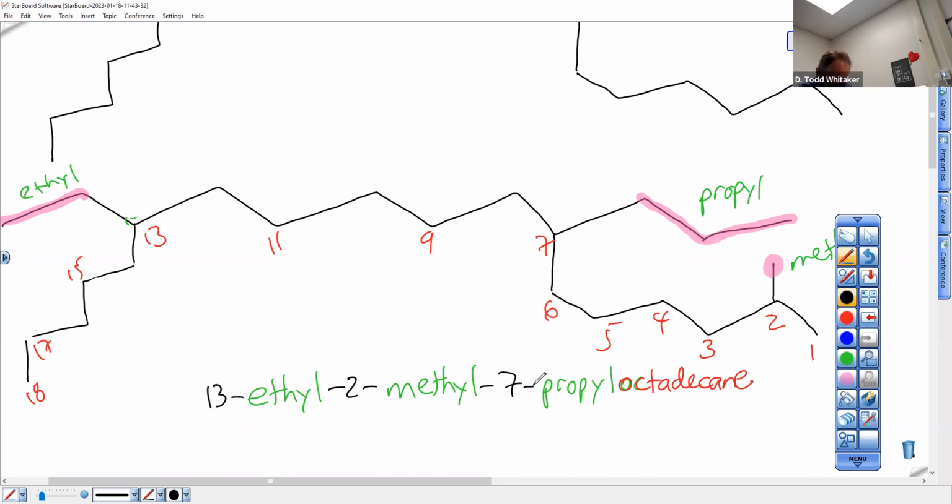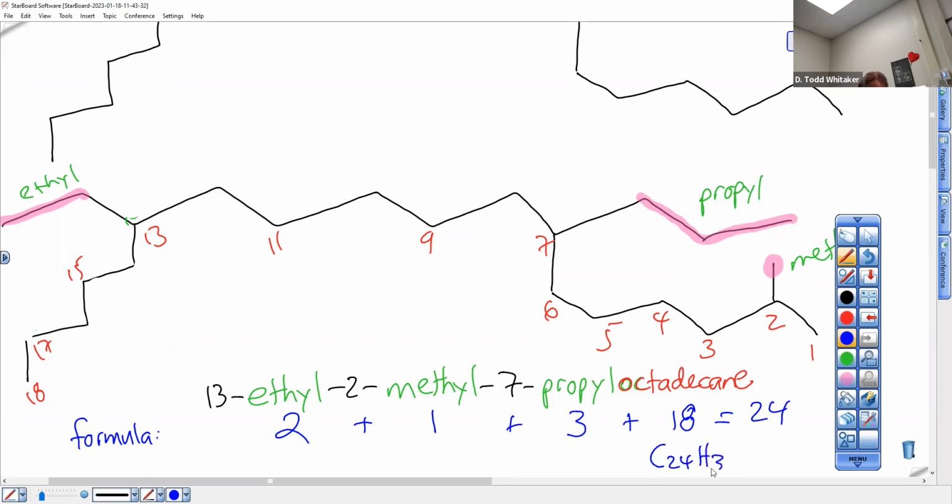Let's do it. I mean, it's not a very common exercise, but how many carbons in an ethyl group? How many carbons in a methyl group? How many carbons in a propyl group? How many carbons in octadecane? Add them all up, 21, 22, 24, right? C24, H30.